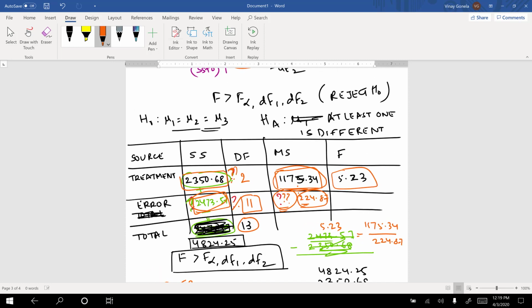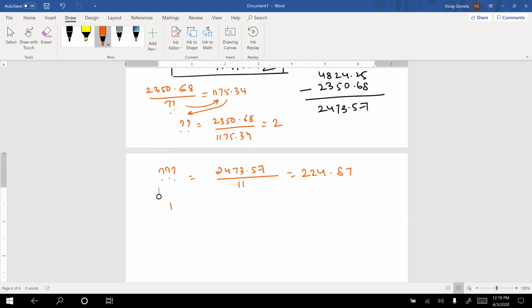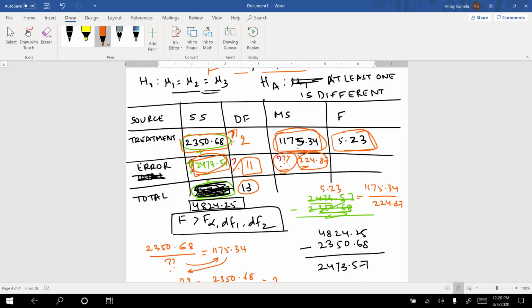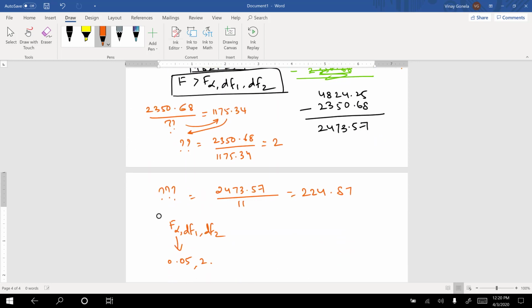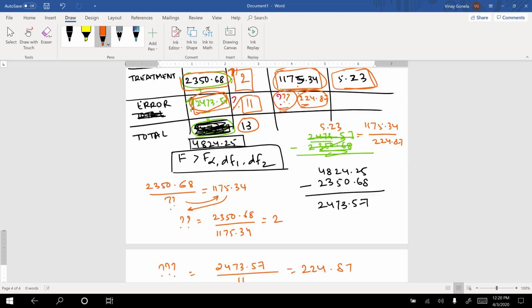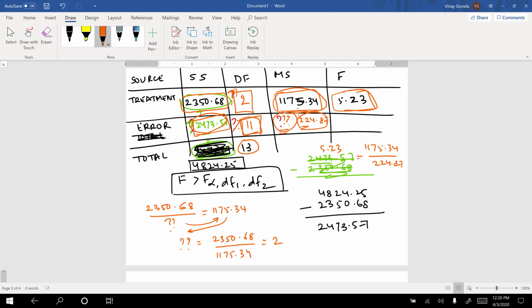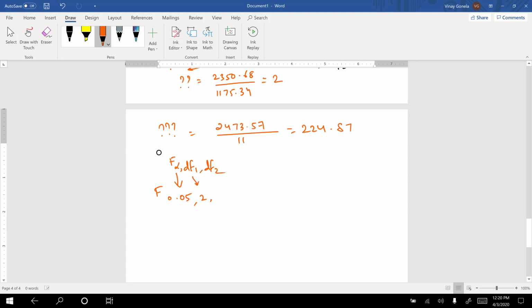So now once we have these values, what do you do? You wanted to do hypothesis testing. So F value here is 5.23. So now you wanted to get F alpha, degree of freedom 1 and degree of freedom 2. Alpha, usually if it is not given, you assume it as 0.05. Degree of freedom 1 is the first degree of freedom, which is 2, and degree of freedom 2 is 11. So you are looking for F.05,2,11 value. This will be your critical value.